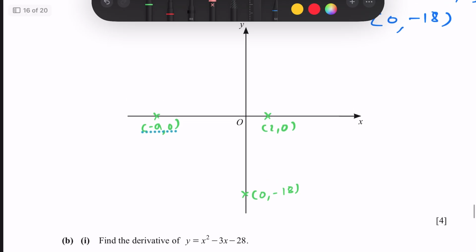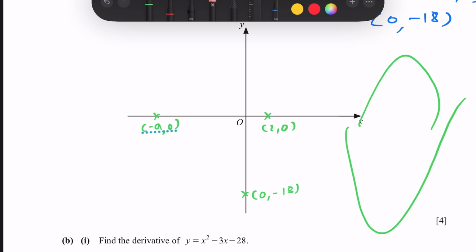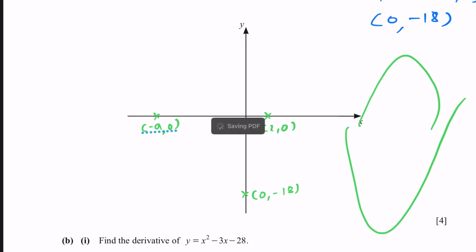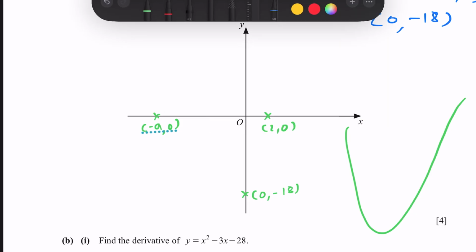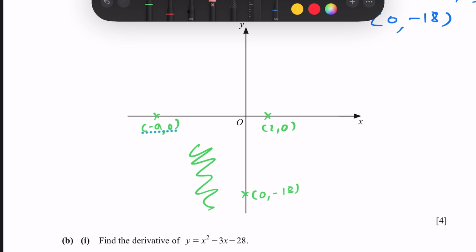As you can see, to connect these 3 points, we'd have to draw a curvy graph that goes like this rather than like this. Therefore, our graph should look somewhat like this U-shaped graph essentially. Now the graph should turn at around this region, since it should turn at the midpoint of negative 9 and 2. So that's equal to negative 3.5, that is the x coordinate of the turning point of the graph itself.